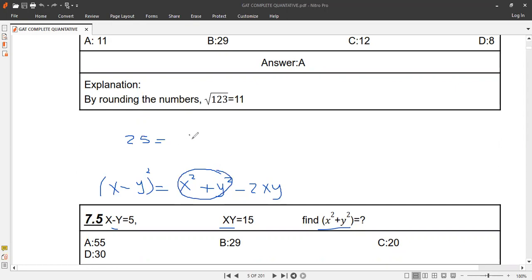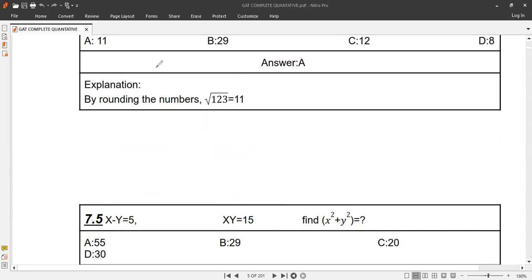We replace it by w, for example, minus 2xy. xy equals 15, so 2xy equals 30. So it's very easy here to solve this equation. We add 30 to both sides, plus 30. So w equals 55. 25 plus 30 equals 55.